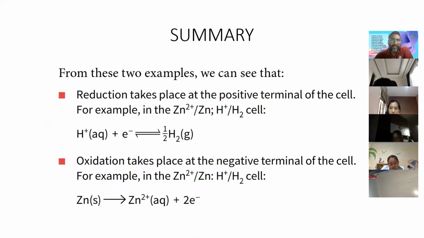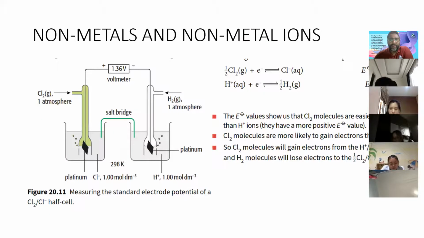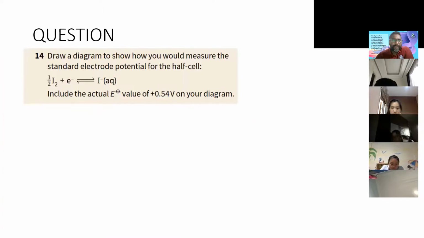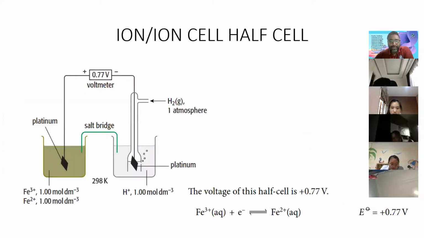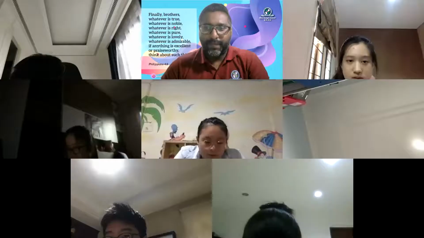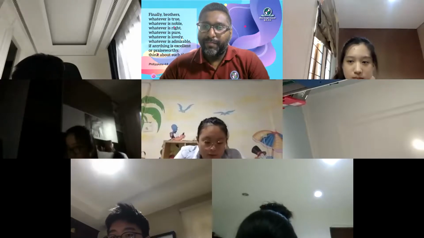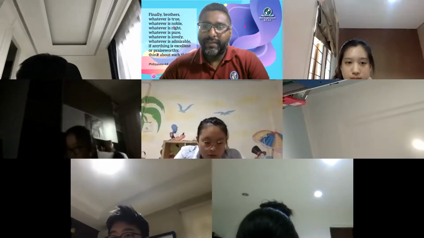But if we are using non-metal and non-metal, for example gas and gas, hydrogen gas and Cl2, both also we use platinum. And if you are using ion and ion, for example, Fe3 plus and Fe2 plus, you cannot use iron as your electrode. It must be platinum. So I hope you understand this one.